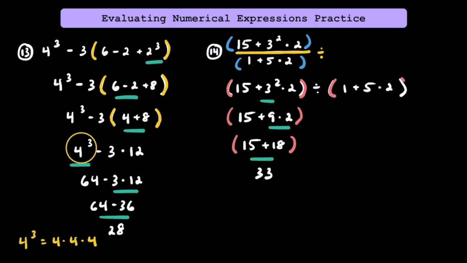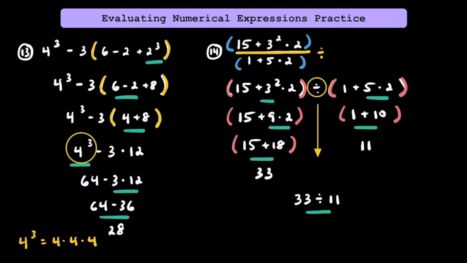Now for the second set of parentheses. The multiplication goes before the addition. 5 times 2 is going to equal 10, so we'll have 1 plus 10. We'll keep these in parentheses. And 1 plus 10 is equal to 11. Now that we have one answer for each of the sets of parentheses, don't forget about that division sign, because we're going to do 33 divided by 11. That's going to give us a final answer of 3.